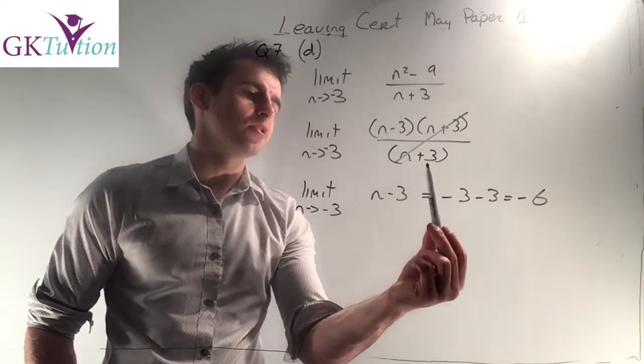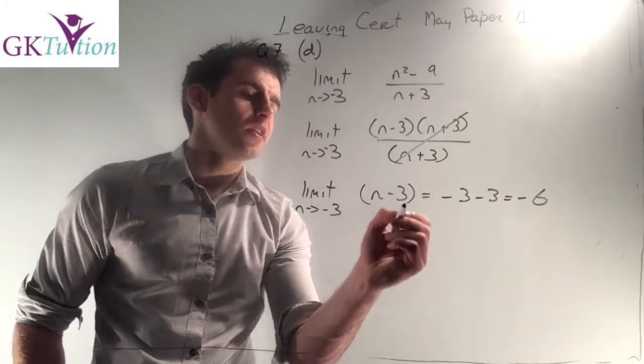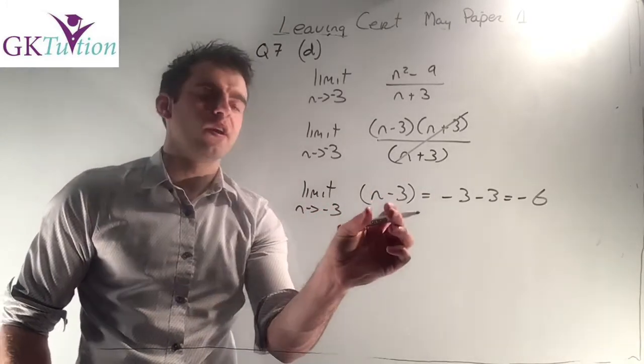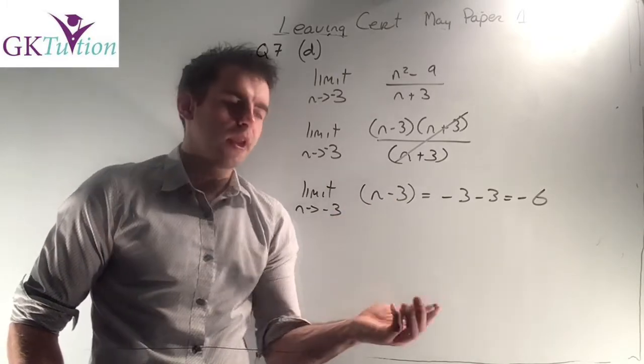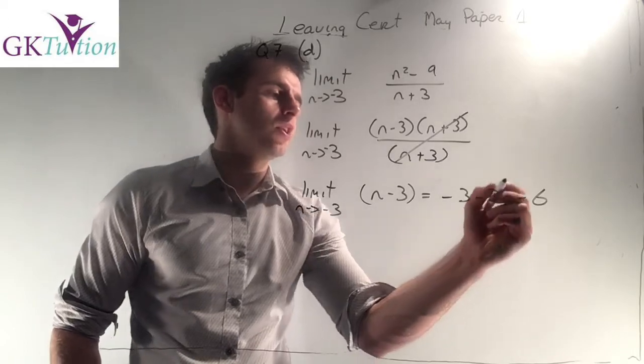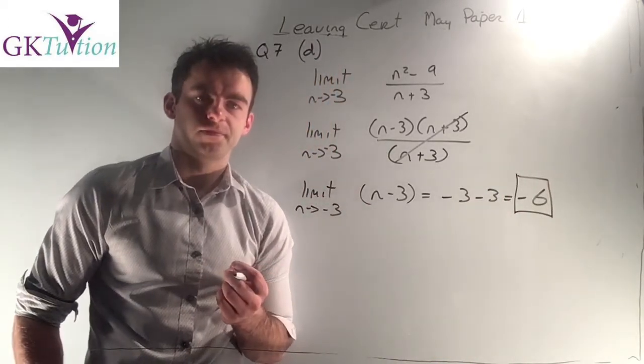In which case, the n plus 3 on the bottom and the n plus 3 on the top cancel out. Now, happy days. The question is actually, find the limit as n approaches minus 3 of n minus 3. And you just sub in. It's just instead of an n, you put in minus 3. So minus 3 minus 3. Your final answer, your 10 marks, is just for the answer minus 6.